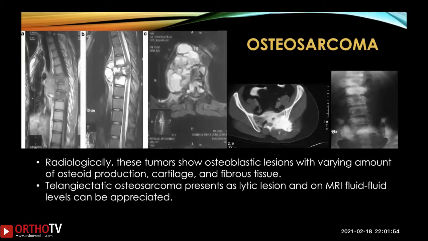Osteosarcomas are very aggressive tumors. They usually happen in the posterior elements, but can happen anywhere in the vertebral body as well as behind. The telangiectatic osteosarcoma presents as a lytic lesion, and on MRI, fluid levels can be appreciated.